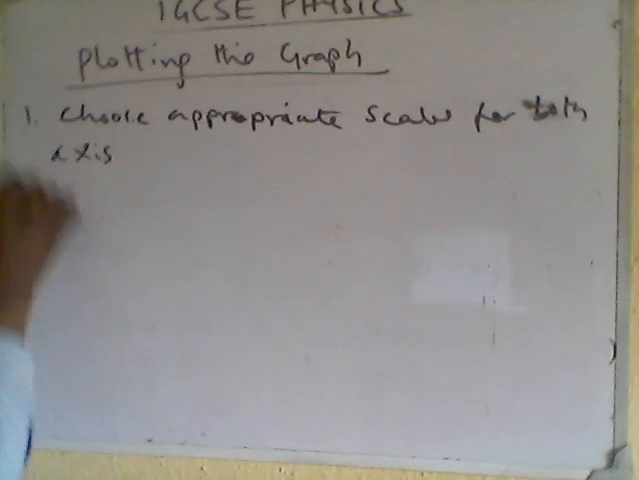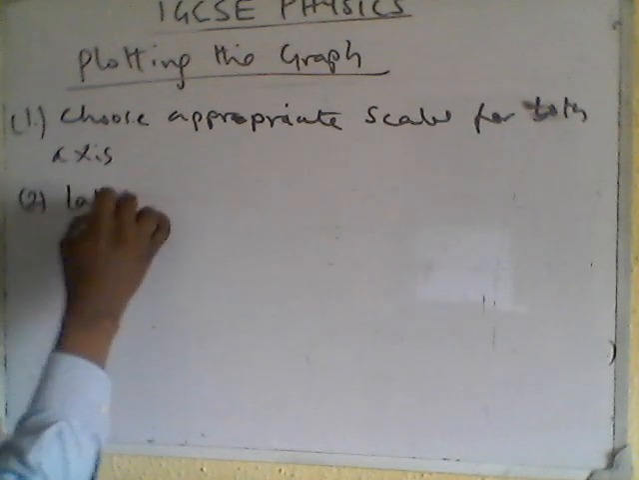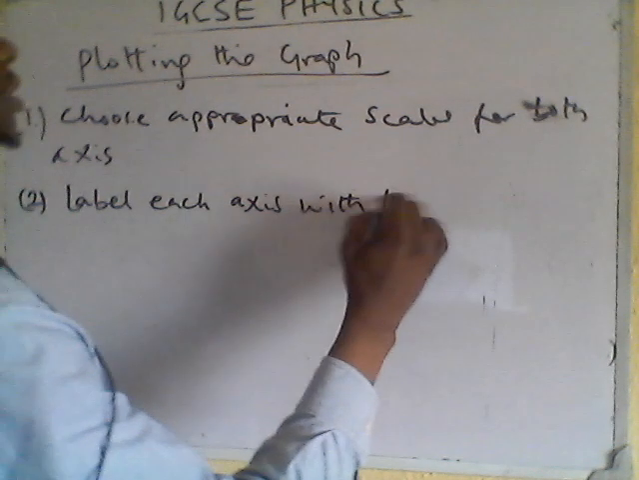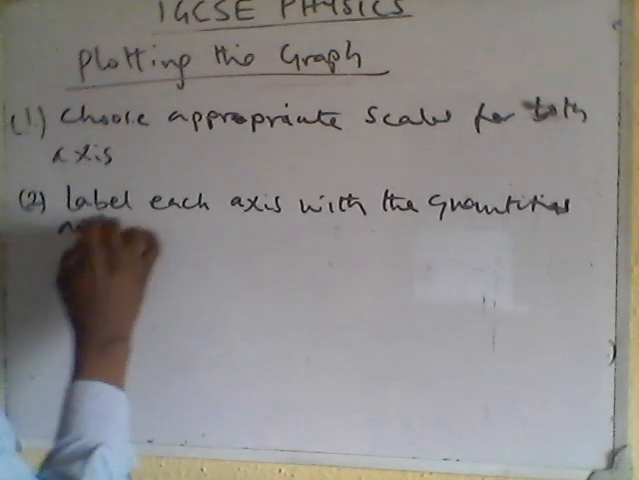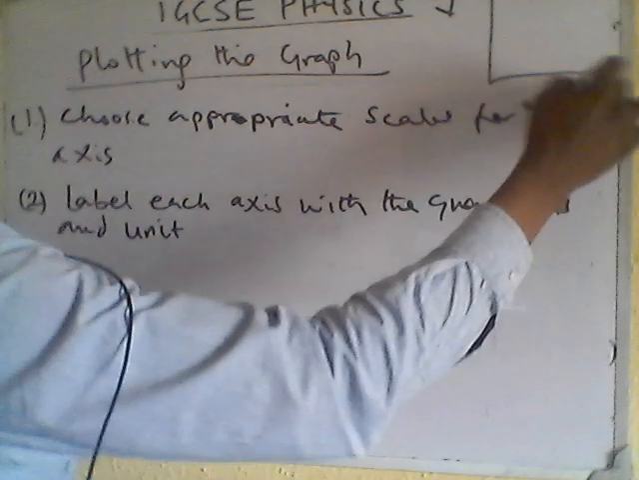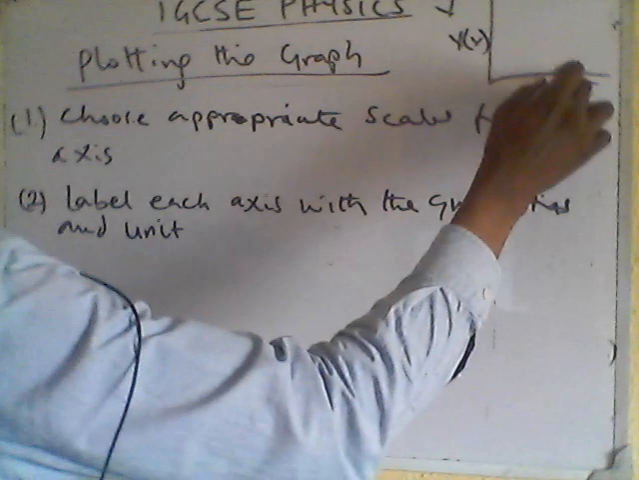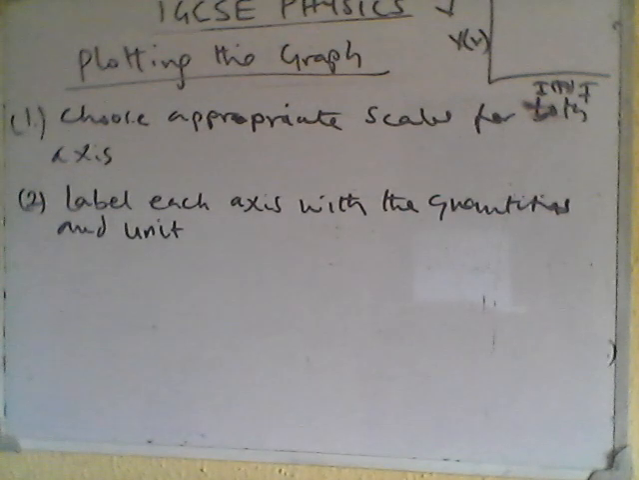Then number 2 is to label each axis with the quantity and units. So if, for instance, I'm doing the voltage and the current, this is V in volts and I in amperes. So we'll label the axes clearly, because for your exams or for proper practice in physics, ensure that your graph carries a legend, a label.